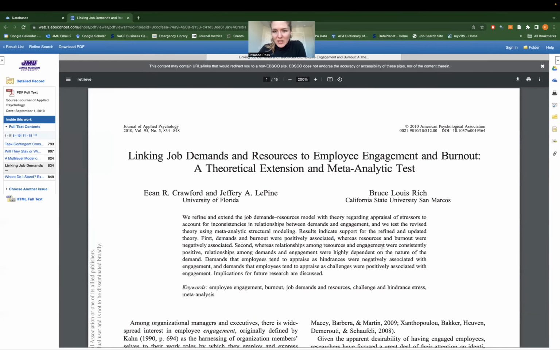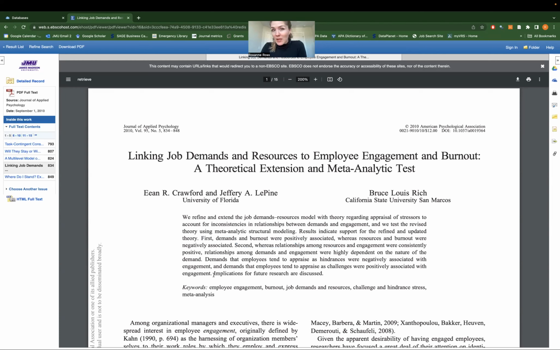Then they start going into the relationships between resources and engagement. And we don't need to worry about that because we're not that interested in engagement. We're just interested in burnout. That's our one outcome variable that we want to focus on. Okay, so with that said, this is all good. It will help us answer our research question.